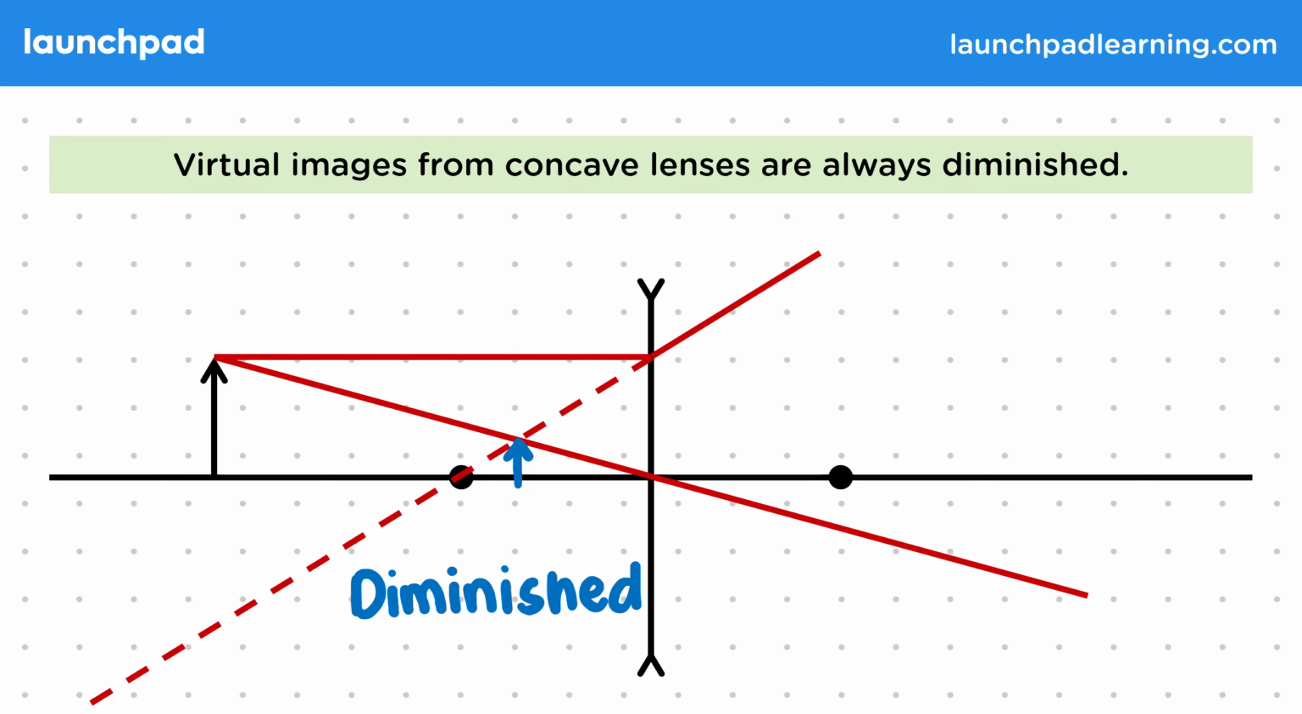No matter where the object is, the image produced by the concave lens will be smaller than the object. This makes this lens useful for telescopes, which makes distant large objects appear smaller.